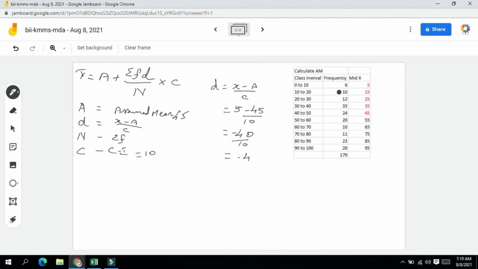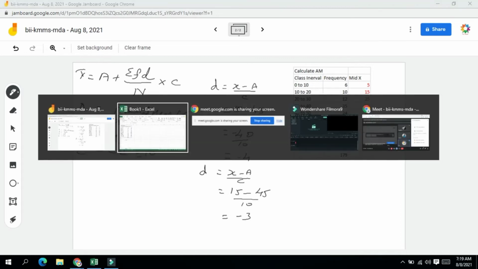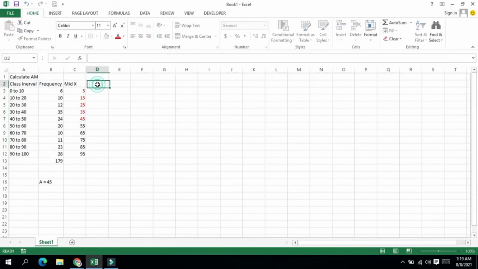To calculate the second value, d is equal to x minus a by c, where the value of x for the second one is 15 minus 45 by 10. Only the value of x will change for all. c and a remain the same. Now I will get minus 3, right? I'm calculating the value of d. d is equal to minus 4, and for the next one it is minus 3. நீங்கள் calculate பண்ணிங்கன்னா next one you will get minus 2, minus 1, 0, 1, 2, 3, 4 and 5.